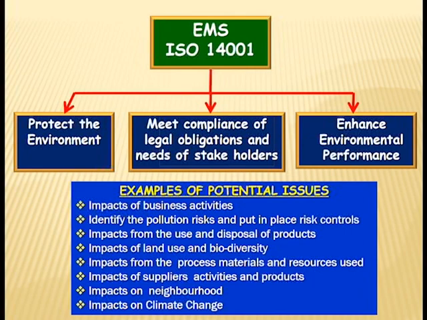The following potential issues are to be addressed. Impacts of business activities from raw material procurement to the end use and disposal of the product. Identify the pollution risk and ensure risk controls are in place. Impacts of land use and biodiversity. Impacts from the process materials and resources use. Impacts of suppliers, contractors, outsourced activities and products. Impacts on neighborhood. Impacts on climate change.